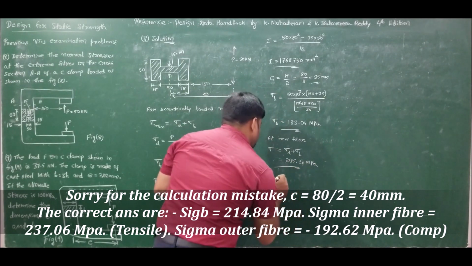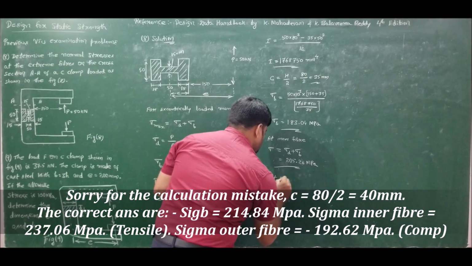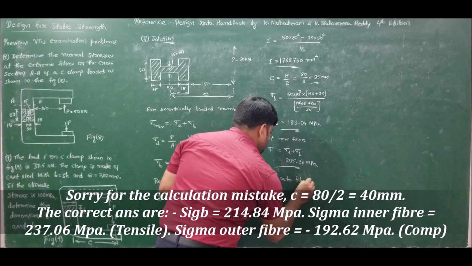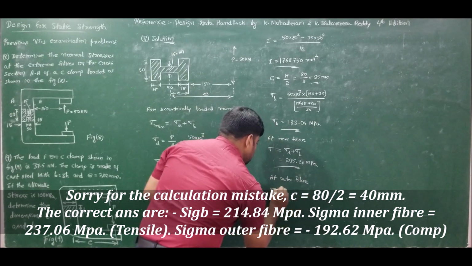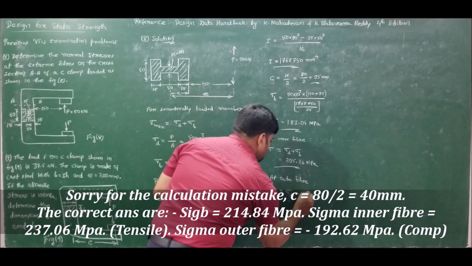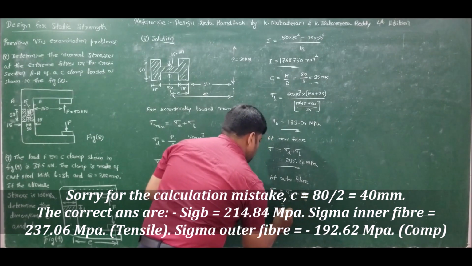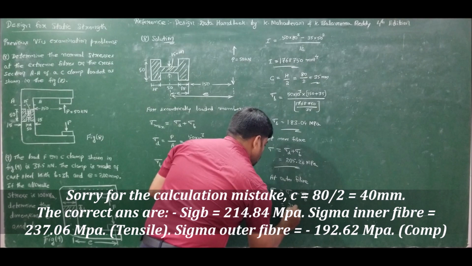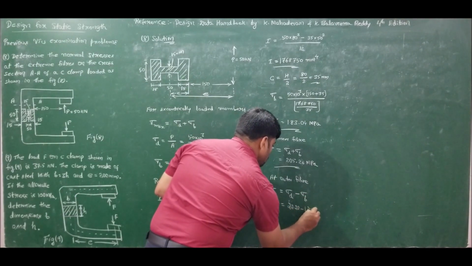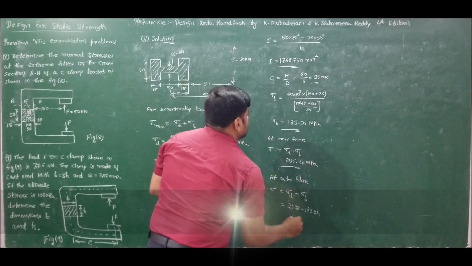megapascals, whereas at the outer fiber sigma is given by direct stress causing tensile, whereas bending stress is causing compression. Hence it is 22.22 minus 183.04.